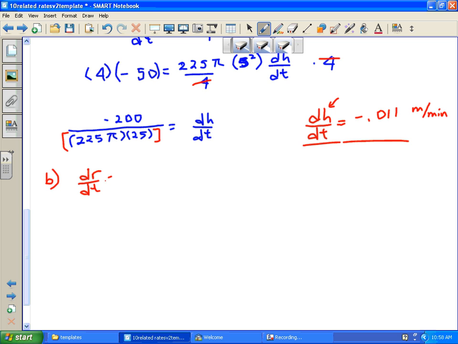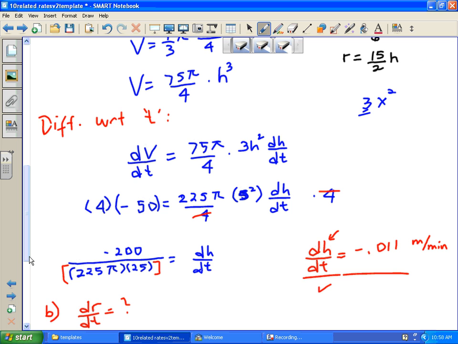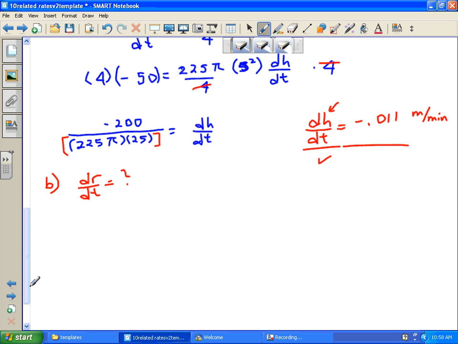You might say, wait a minute, do I have to go back and do everything again? No, you don't have to do everything again. There's a very simple way to get dr/dt. Since we know what dh/dt is, give me an equation that relates r and h together. An equation that relates r and h. We had that already up there, didn't we? What was it? Right here we had r equals 15 over 2h, correct? r equals 15 over 2h. From our similar triangles.